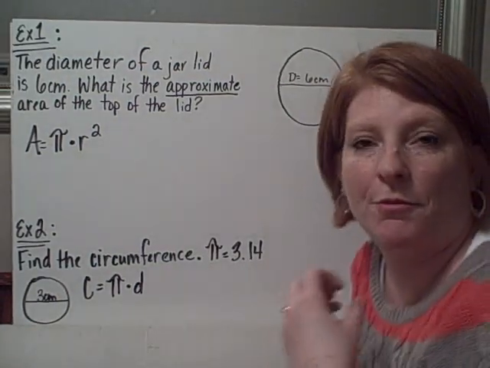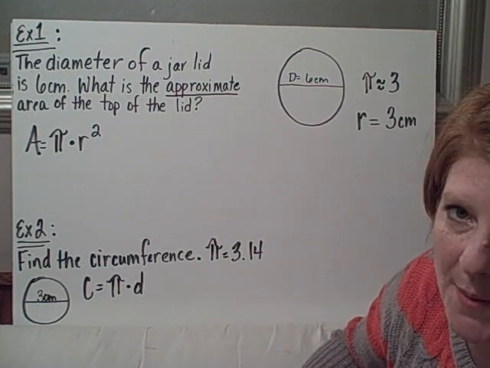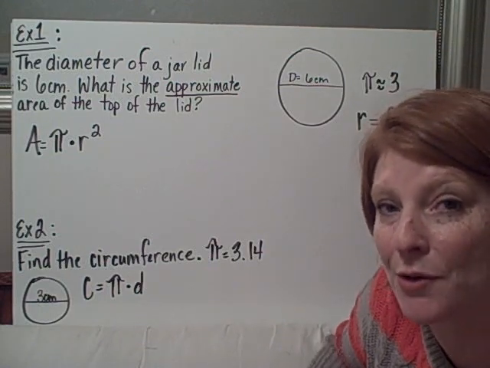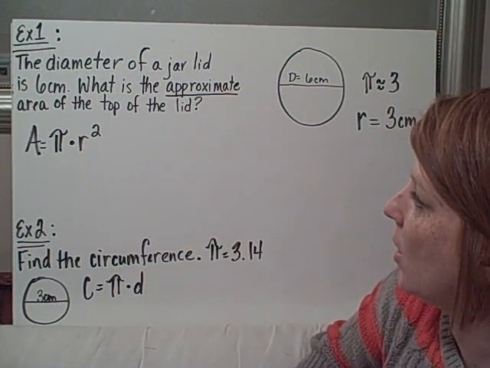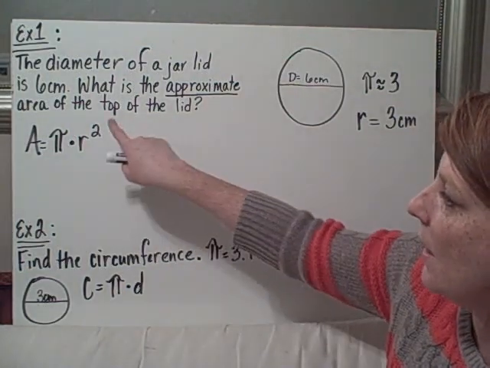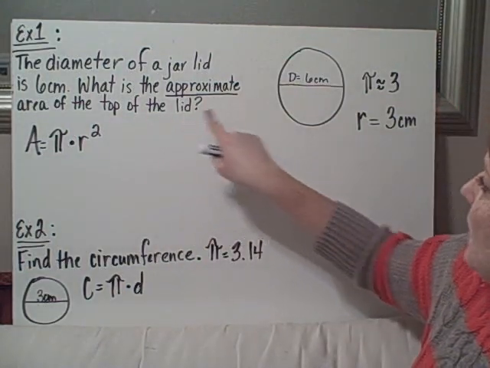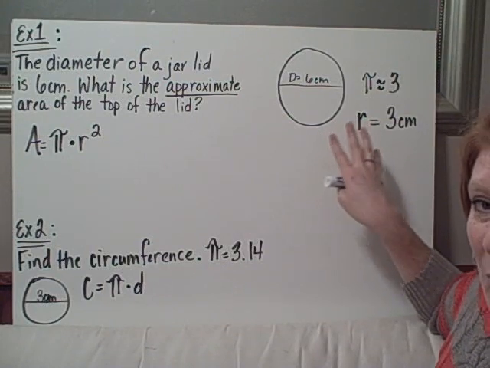All right, we're going to look at 3 examples, and we're going to start with an example where we're going to do some approximations, and we're actually going to approximate prior to doing the problem. In this first example, the diameter of a jar lid is 6 centimeters. What is the approximate area of the top of the lid? Notice over here I've drawn a diagram. I have figured out everything I know in this problem.